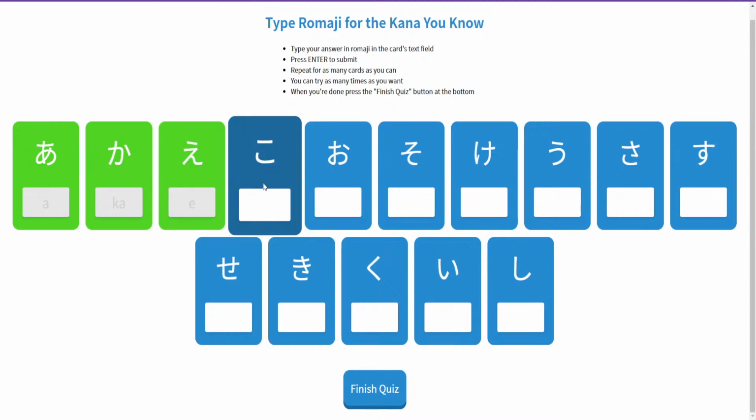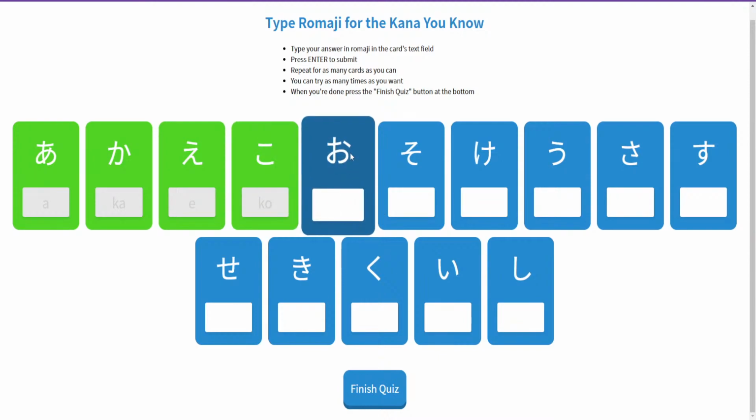Next up we have two worms co-inhabiting the same area. Co-inhabiting. Whatever could this kana be? Nice, good job. Next up we have one of the first 5 vowels.